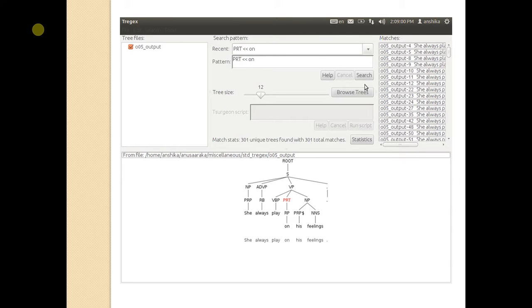This is the parser which we have seen. She always plays on his feelings. This search pattern shows what the parser is giving as the output for on, that is PRT.